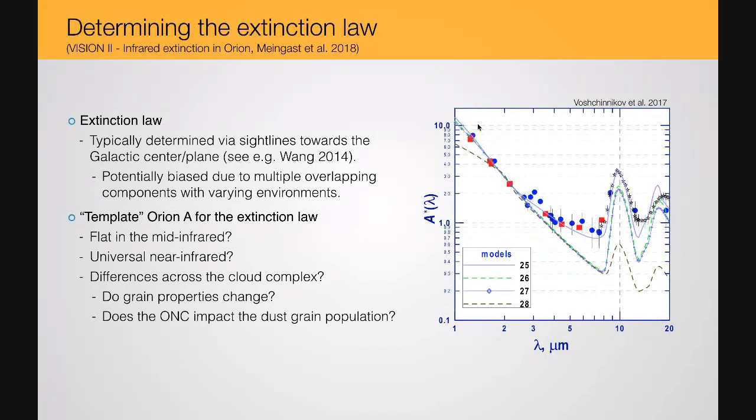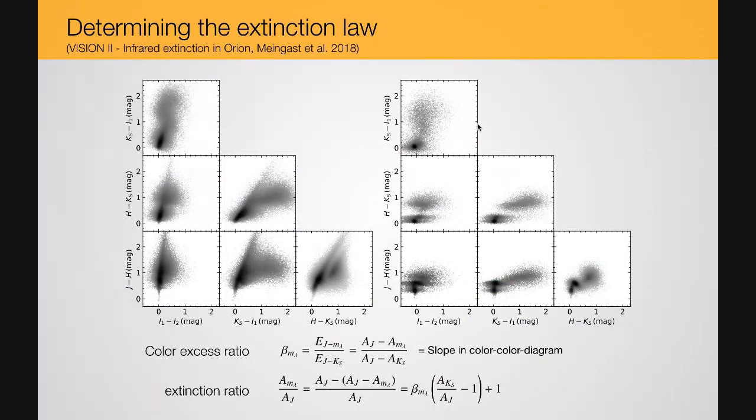And if we do find extinction law differences across the face of the cloud, where do they come from? Can we tie them down to dust grain properties, perhaps the size of the dust grains, or does the feedback from the hot stars in the Orion Nebula cluster impact the dust grain properties? How do we do this?